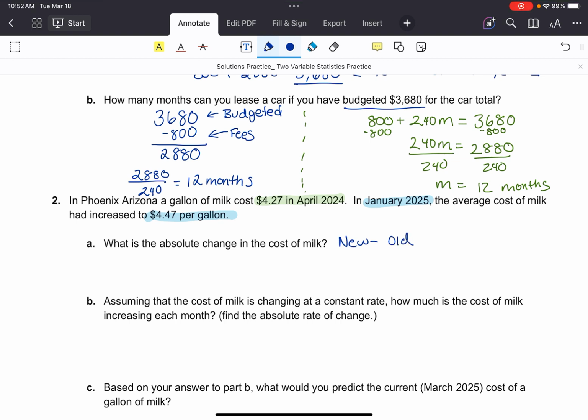So our newer value is the January one, so $4.47. I want minus there, minus the older value of 4.27, and that is a 20-cent difference there. So it's 20 cents per gallon increase in that cost of milk.